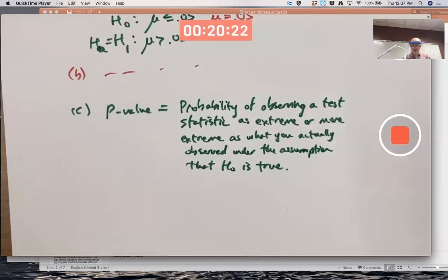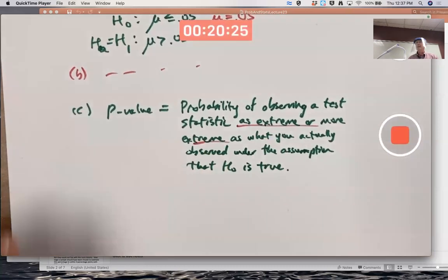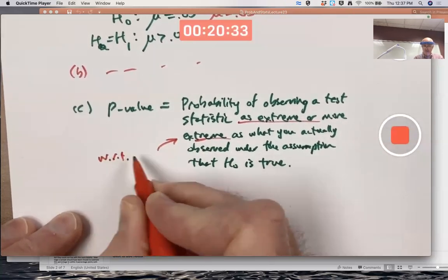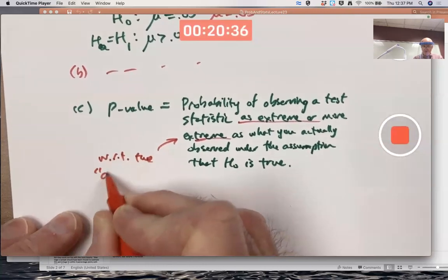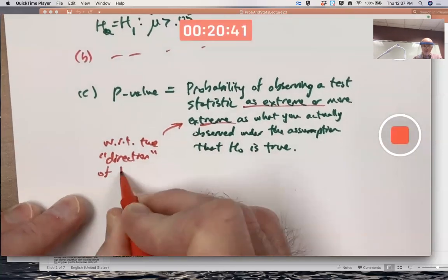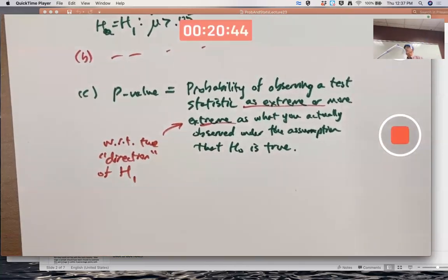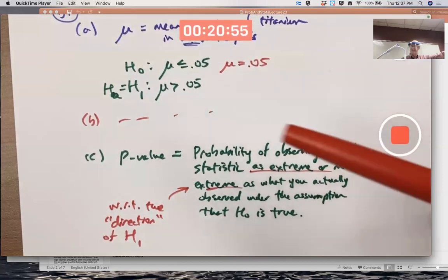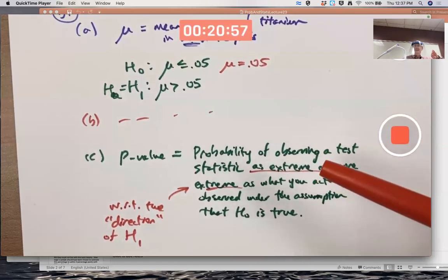What does as extreme or more extreme mean? It means with respect to the direction of the alternative hypothesis. With respect to the direction, I'll put in quotes because it's not really always a true direction of the alternative hypothesis. If it's a right-tailed test, like this one is, the p-value is an area to the right of something, as extreme or more extreme in the greater than direction.